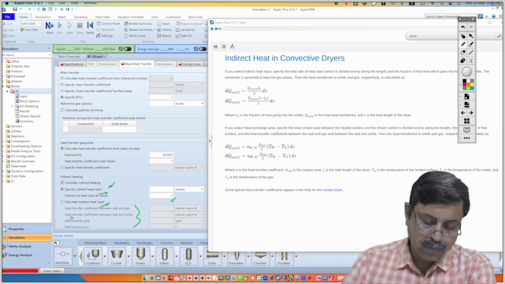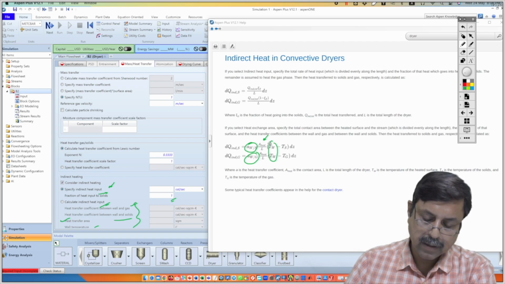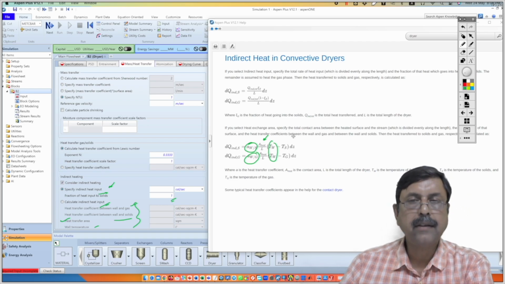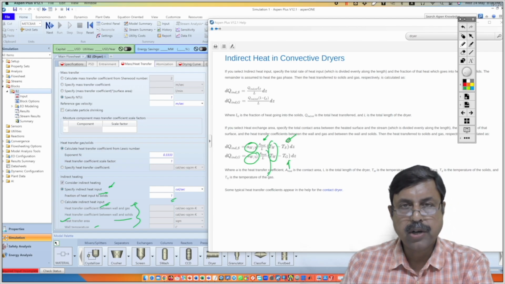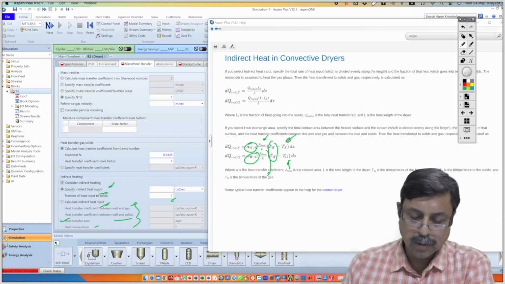For that, you have to provide the heat transfer coefficient between wall and gas, this one, or the heat transfer coefficient between wall and solid, this one. And also you have to provide the heat transfer area and the wall temperature. And other things, that is the solid temperature, gas temperature, and the length of the convective dryer, are known.